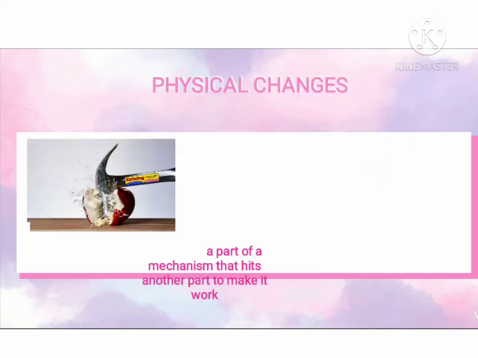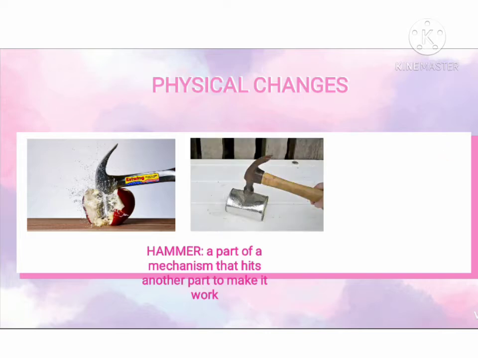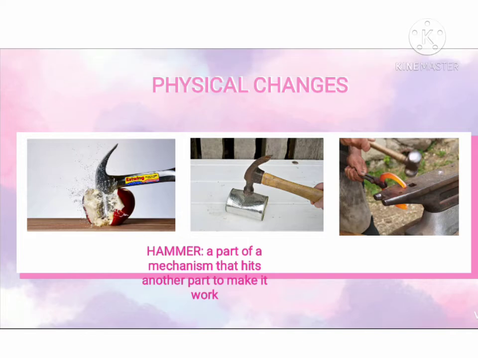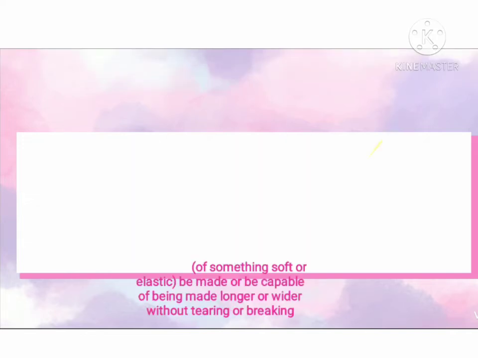Now, a physical change that makes a part of a mechanism hit another part to make it work. And we use the tool named hammer, so we call it hammering. So a hammer is a part of a mechanism that hits another part to make it work. Look, the hammer is crushing the apple. The hammer is crushing the can, and this is the hammer crushing a hot metal.